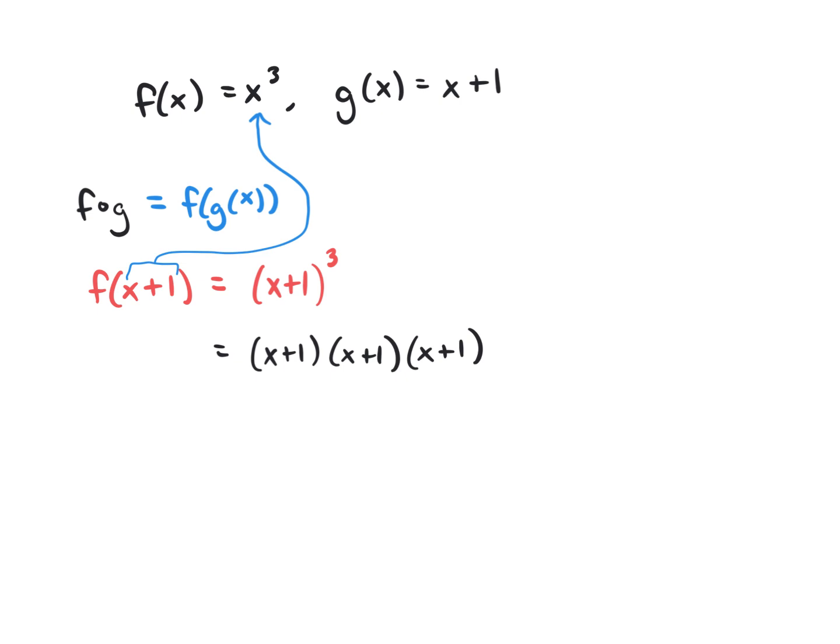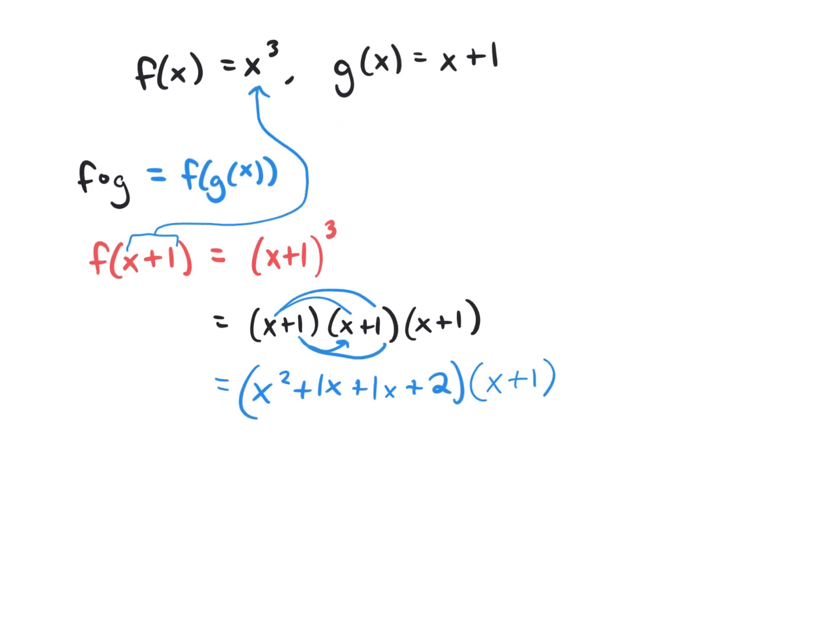How do we simplify? We're going to distribute. Can we distribute 3 things at once? No, we're just going to do these first 2 first. Okay, forget about the third one for now. What's x times x? X squared. What's x times 1? 1x. What's 1 times x? 1x. And then 1 times 1? 1. And then I still have that x plus 1.